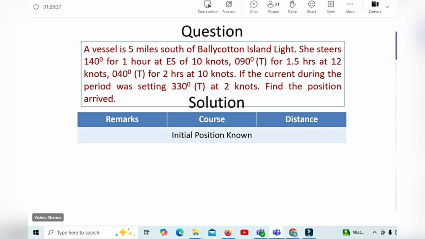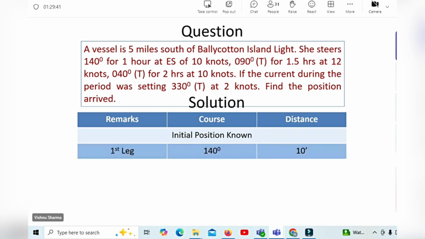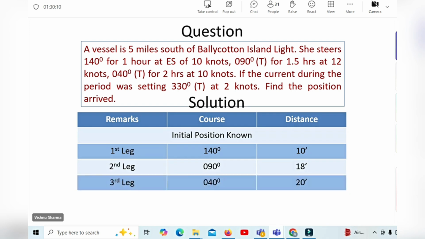What is my first leg? The first leg is a course of 140 degrees true and it's for 1 hour. So I'll do a distance of 10 miles. Am I right, guys? Correct. The second leg is a course of 090 for 1.5 hours at 12 knots. So the engine distance will be 18 miles. Correct? The third leg is 040, 2 hours, 10 knots, so 20 miles engine distance.